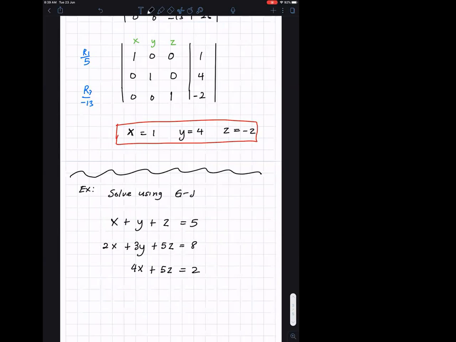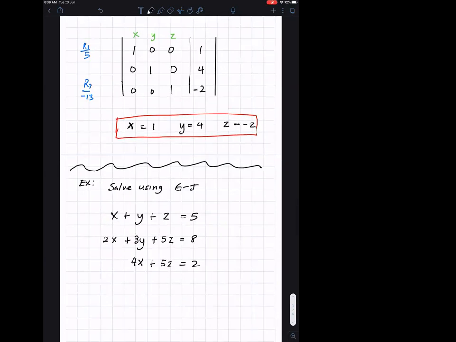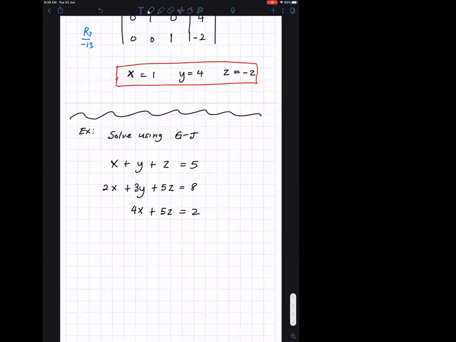Gauss-Jordan. What's the problem here? X plus y plus z is 5. 2x plus 3y plus 5z is 8. Then 4x, 0y plus 5z is 2.